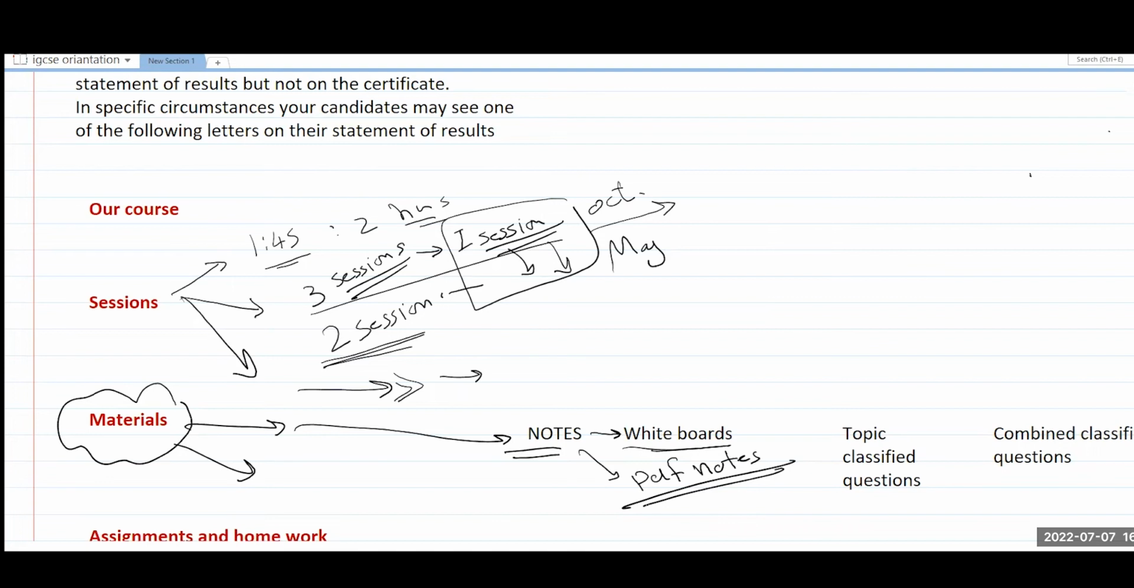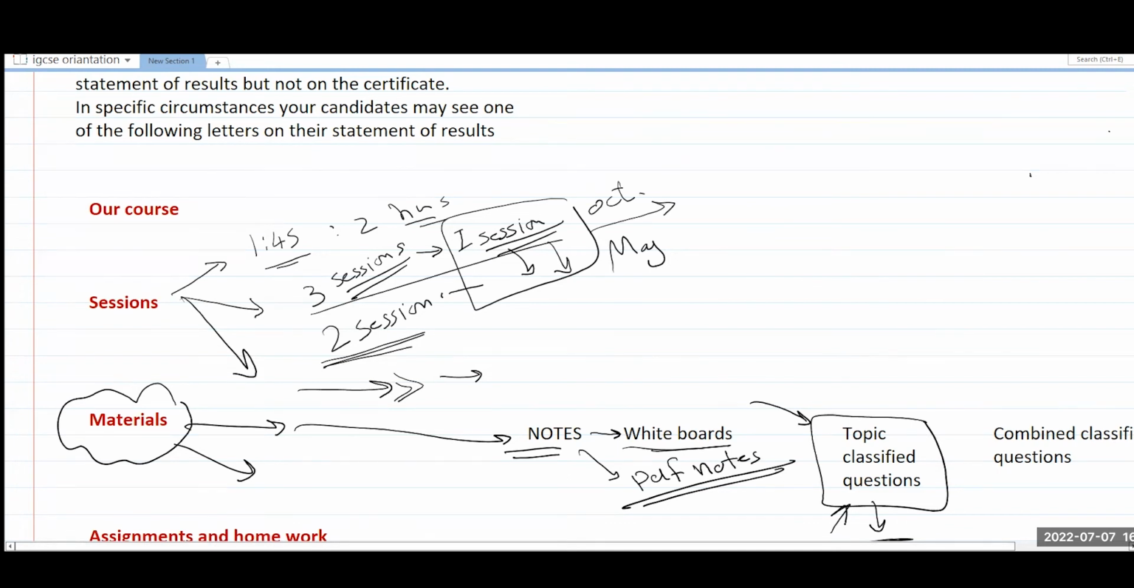Plus, after each session, there are topic classified questions. Okay, they will be uploaded for you. Say, for example, today I explained characteristics of living things. Right after the session, I will send you classified questions for the part that I finished today. Right, you will solve them, then you will submit on the submission day. It will be given to you in our Google Classroom, right? And the assistant will follow up with you to submit on time, and they will check and give it back. After that, I will put the marking scheme for you for further revision later.